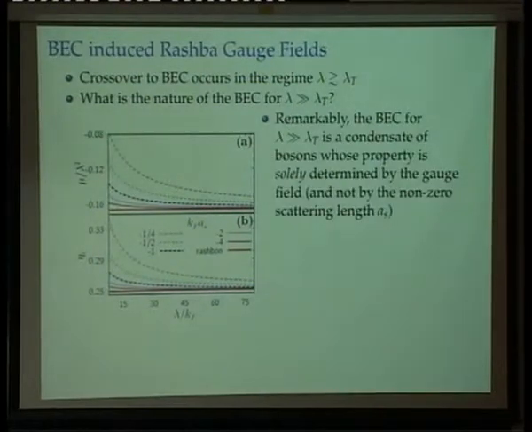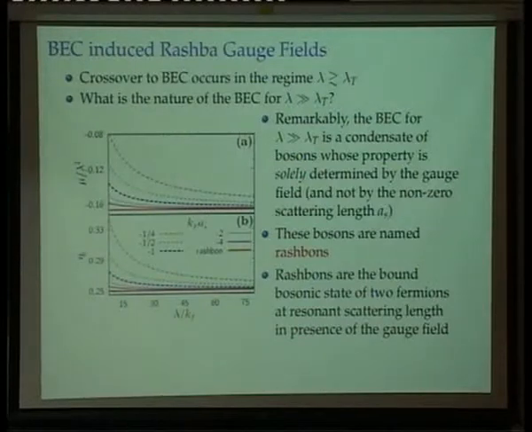So what actually happens is BEC for large lambda, much greater than lambda_T, is independent of what scattering length you start off with. And the bosons to which these things are condensing is a new kind of boson. We have given them a name. We call them Rashbons because they are determined only by the gauge field, by the Rashba gauge field. So what is this Rashbon?